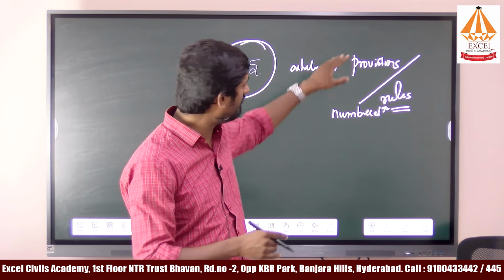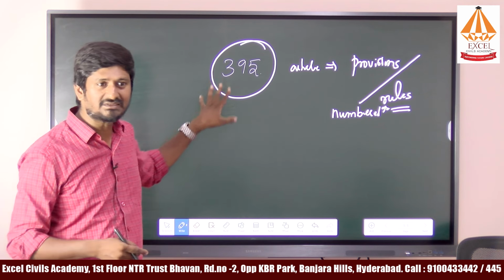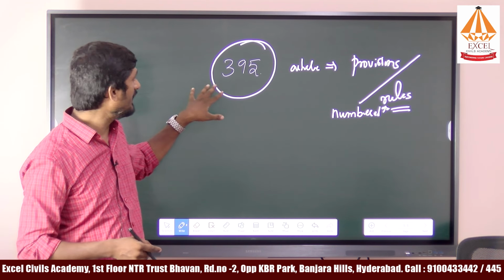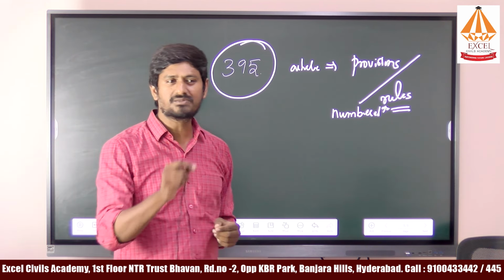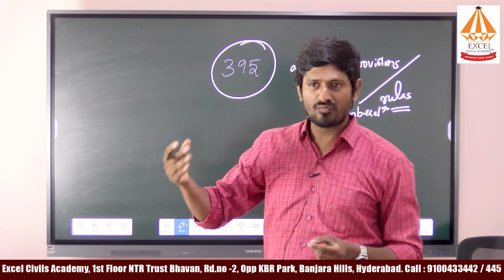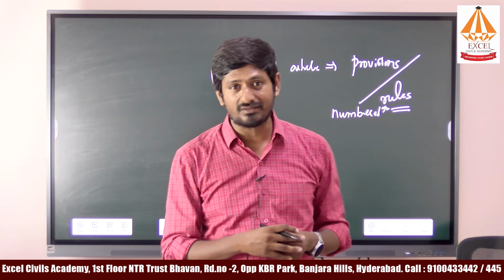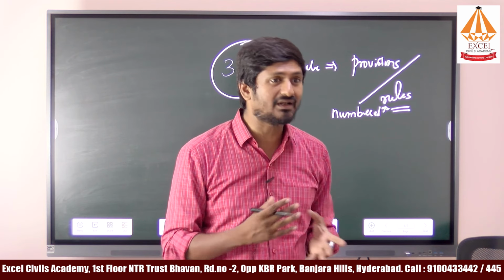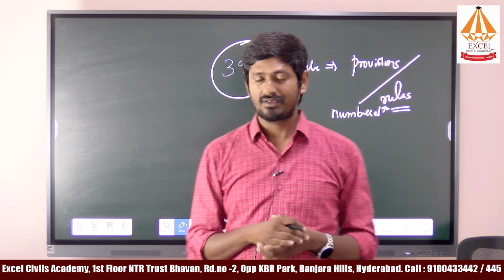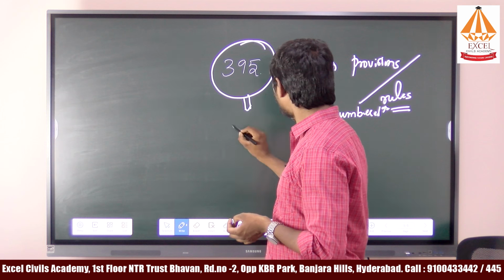For that requirement, we have organized the provisions into various articles. Likewise, we have 395 numbered articles. Numbered articles means 1, 2, 3, 4, and so on till 395. But the total number of articles is different. Approximately 470 articles are there. How many? 470. So these are numbered articles.